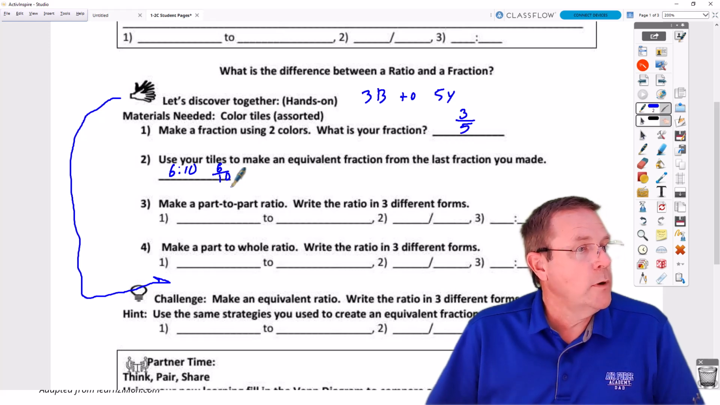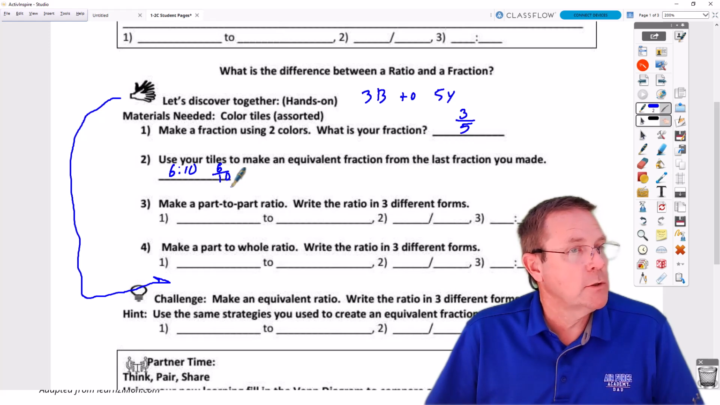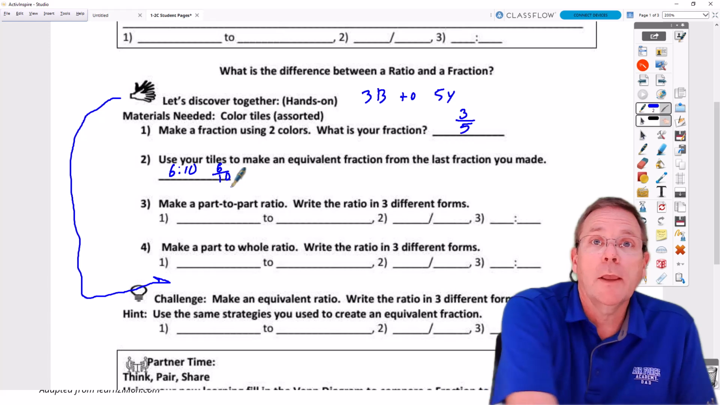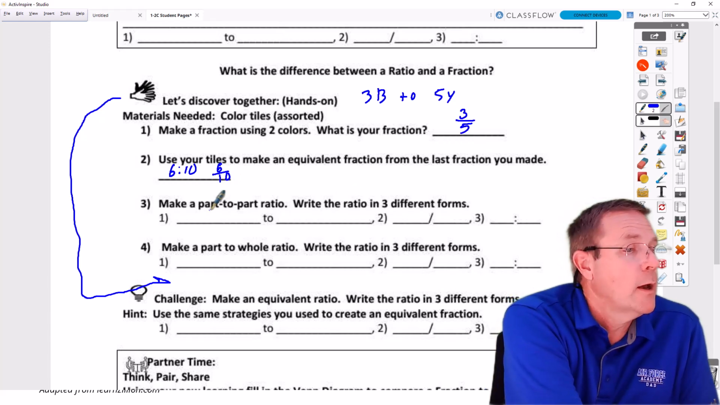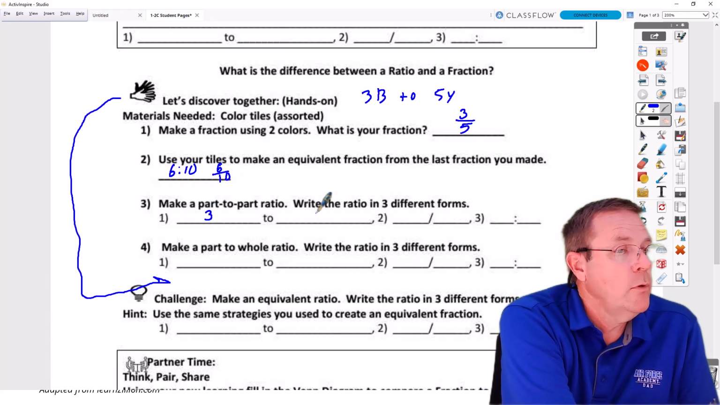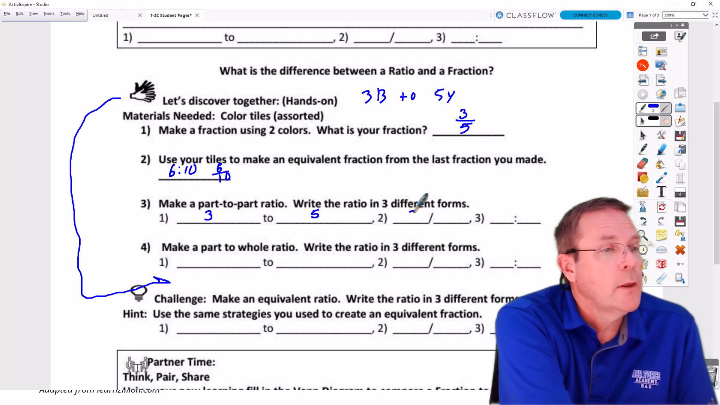Now, it says to make a part-to-part ratio and write the ratio in 3 different forms. I'm thinking that we're just going to do exactly what we've got here, because what we have so far is part-to-part. I'm comparing my 3 blue to my 5 yellow. There it is using the word to. Here it is using the fractional form. Here it is using a colon.